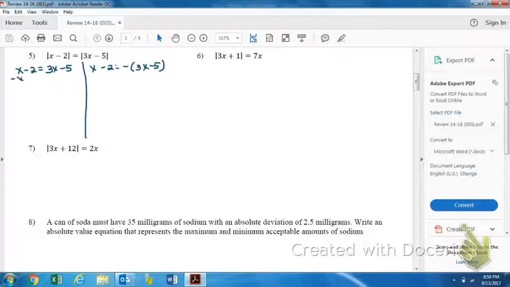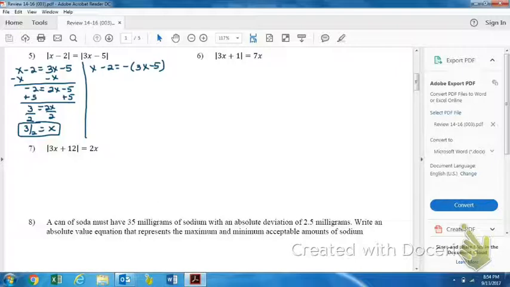Okay, so I'm going to subtract x from both sides here, and I have negative 2 equals 2x minus 5. Add 5 to both sides, and you have 3 equals 2x. Divide both sides by 2. x equals 3 over 2. And there's one solution.